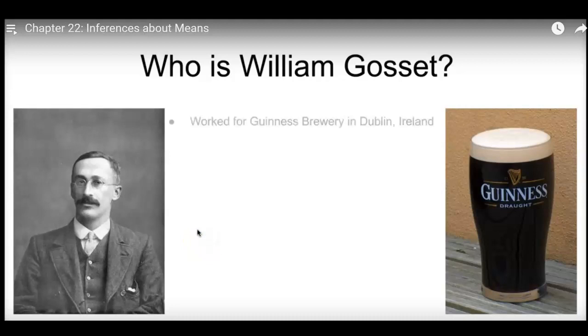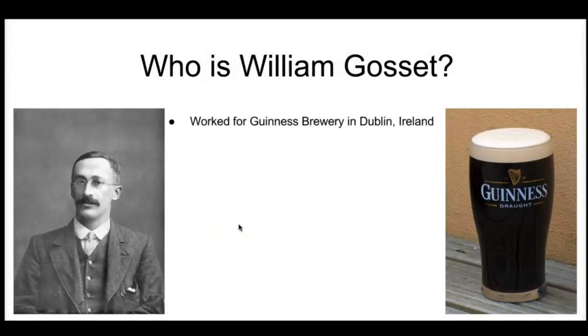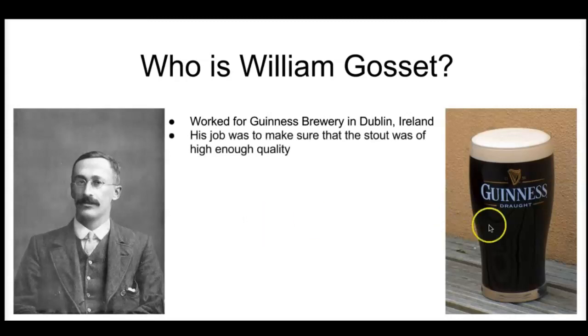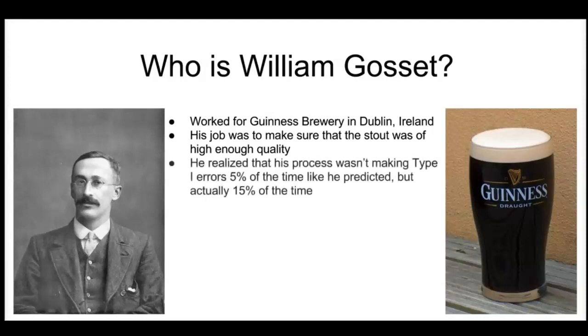He worked for Guinness Brewery in Dublin, Ireland, and his job was to make sure that the stout was of high enough quality before it was sent out. While he was doing this, he was using traditional statistics, looking at proportions in the normal model. He realized that his process wasn't making type 1 errors 5% of the time like he had predicted, but actually 15% of the time. He was baffled because he couldn't figure out what was going on.